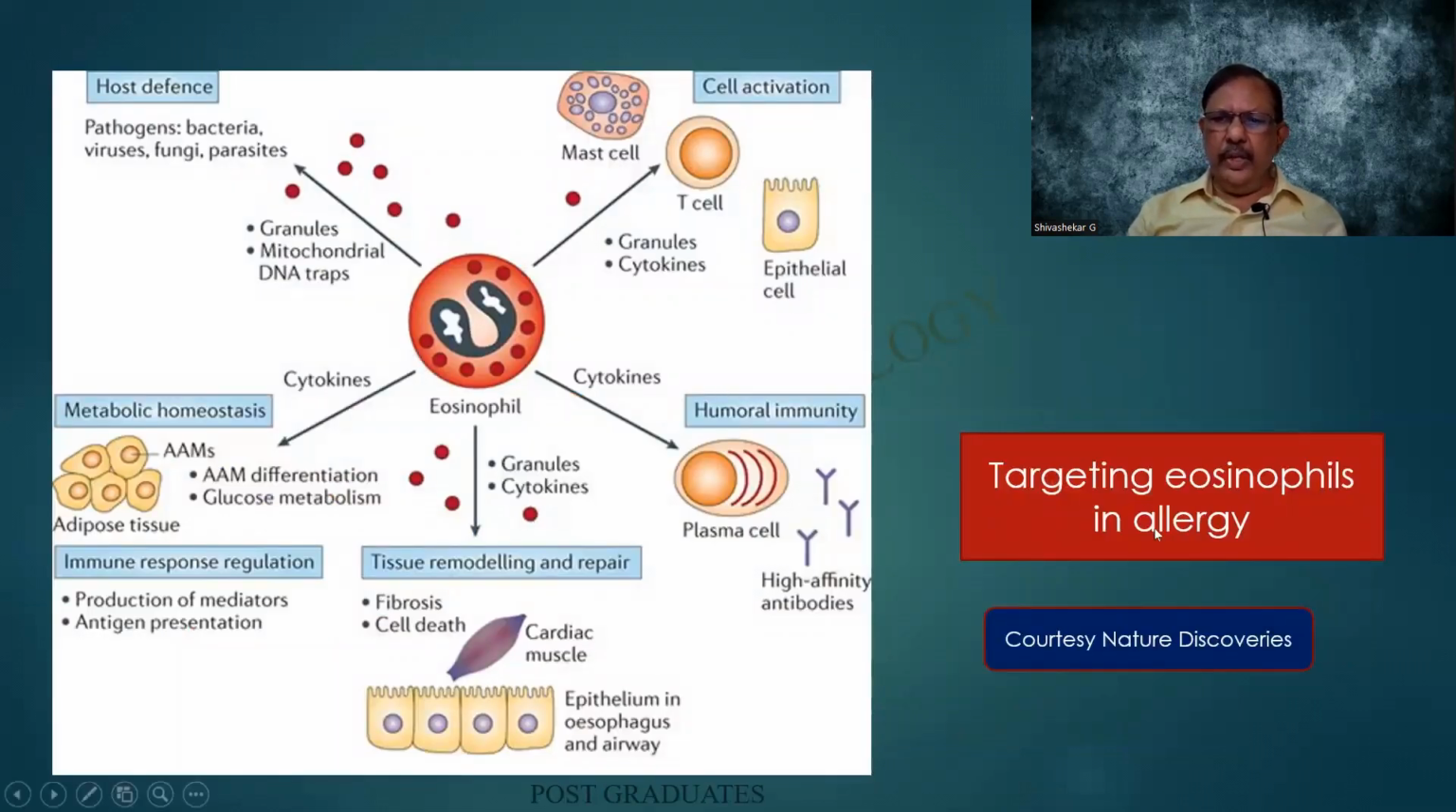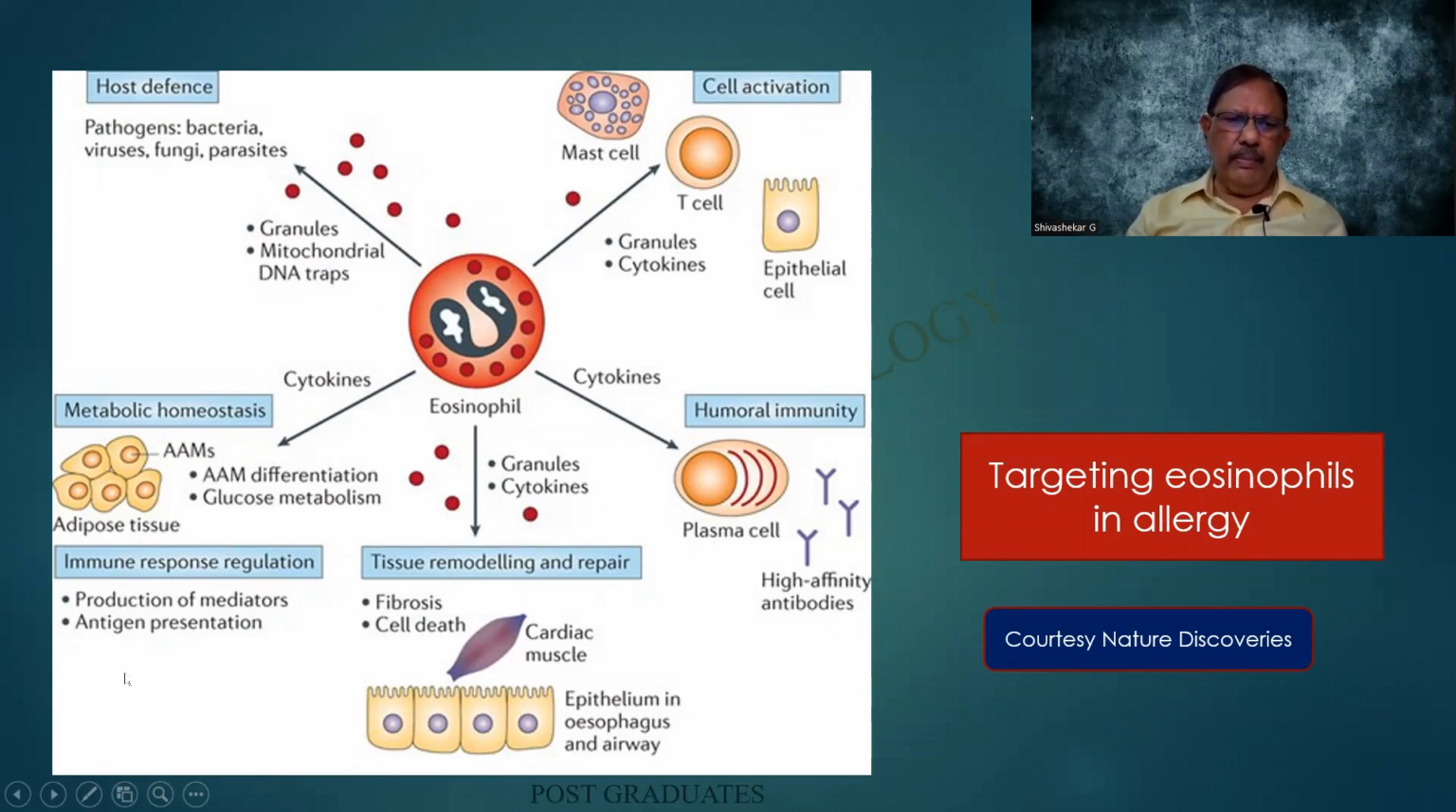So how do you target the eosinophils in a case of allergy? Again, from pharmacology, you find that the eosinophils can act upon the T cells and they'll be producing the cytokines. They can be acting upon the host defense by means of the various granules, mitochondrial DNA traps, etc. That can be the action on the immune response.